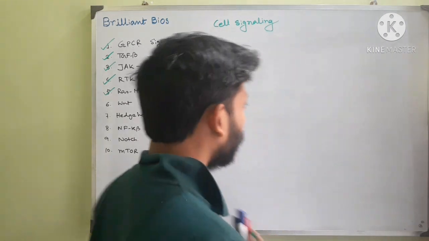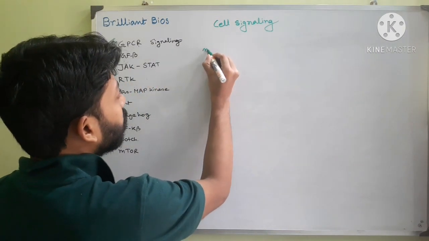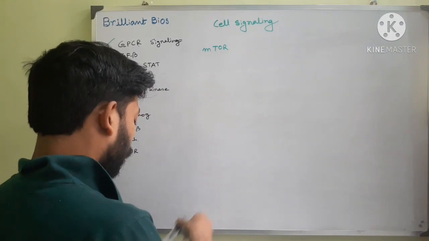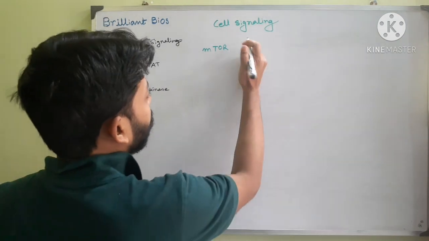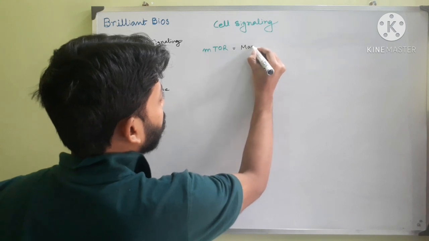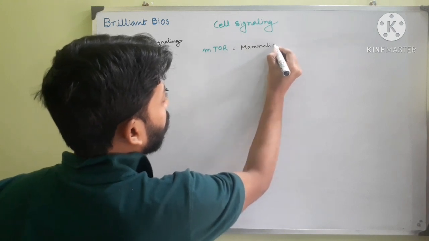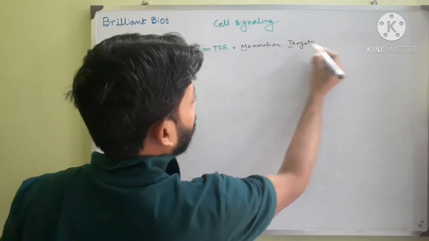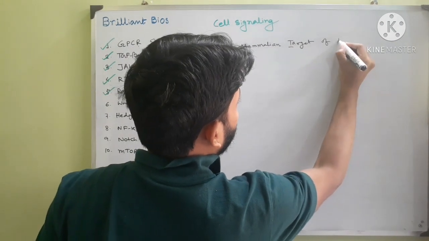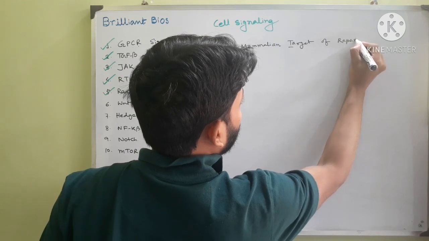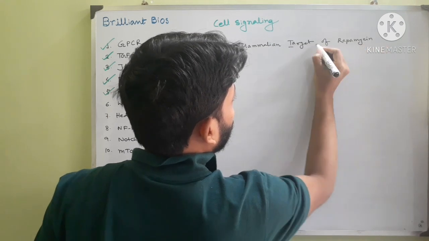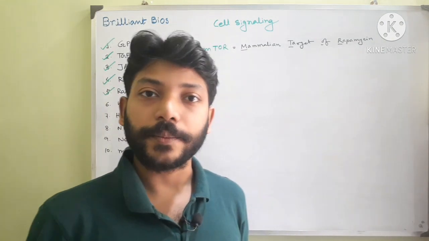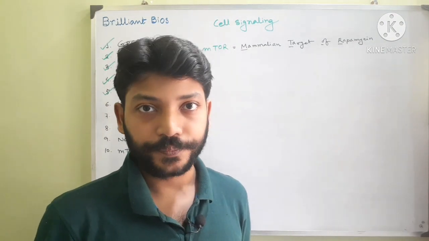The first thing you have to understand is why it is called the mTOR pathway. The name mTOR comes from mammalian target of rapamycin. So a molecule called rapamycin can target a protein that is present in mammalian cells.